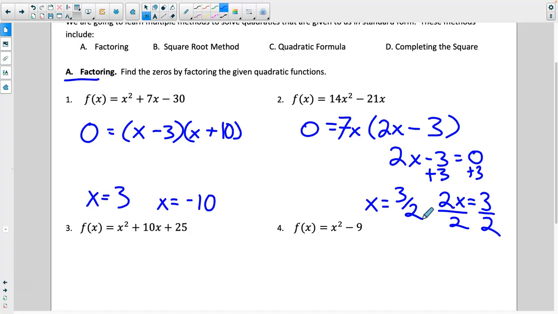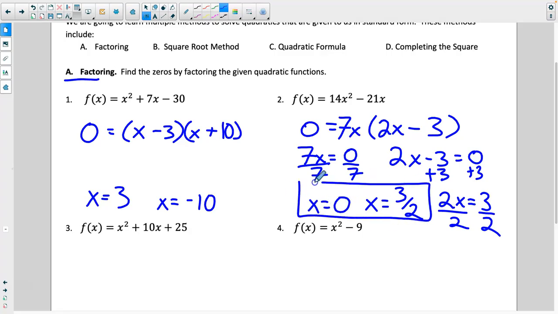Who can tell me my other solution? Yeah, 0. And so I don't need to see that one, but if you want to show it, you can go 7x equals 0, divide both of them by 7, and get x equals 0. So there's my 2 solutions.